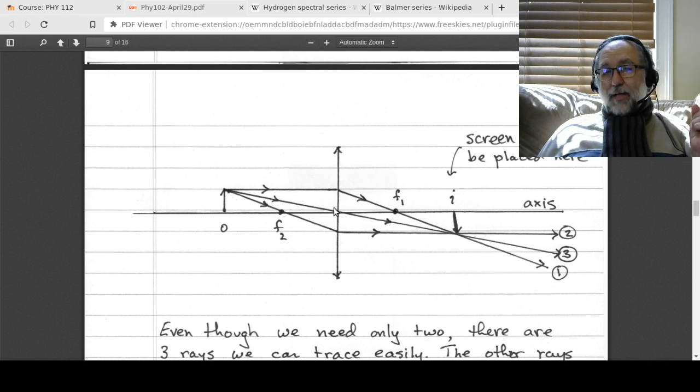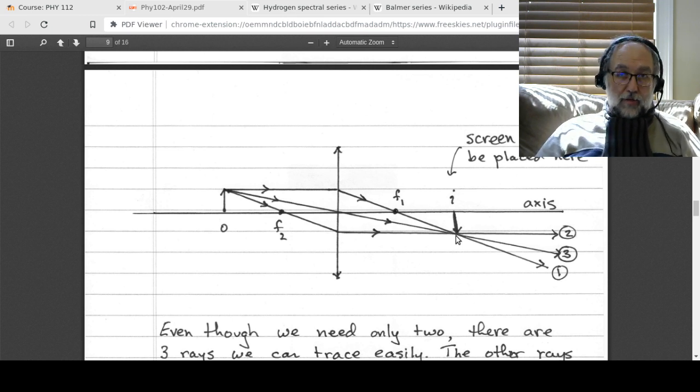The ray that leaves that tip, passes through the middle, also converges at the same point to form the image. Okay, so you've got rays 1, 2, and 3. They'll all come together and they all converge at that point right there.